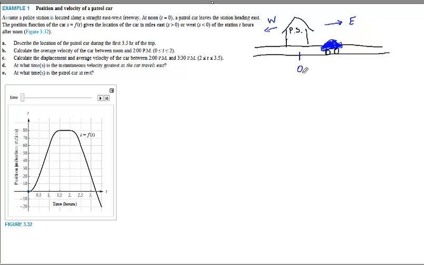He's going to be going east because his position is positive. So he goes east until it's about 1.5 hours into his trip. So he goes east for 1.5 hours. Then he stops. He stops for a good half hour.